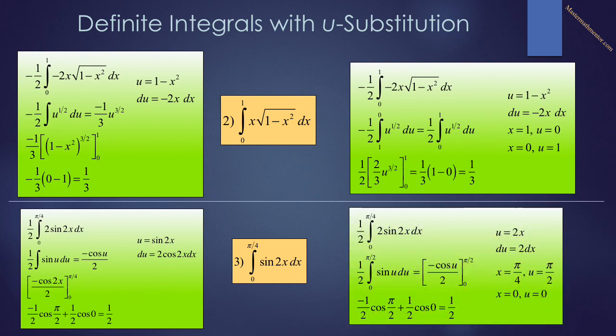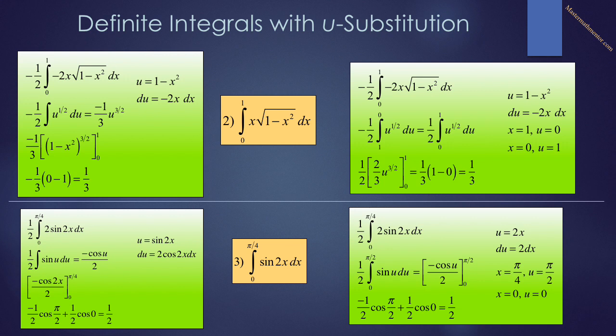Attacking the same problem by changing the limits, we start the same way. u equals 2x and du is equal to 2 dx. And our integral becomes 1/2 the integral between 0 and pi over 4 of 2 sine 2x dx. But let's change the limits. If x equals 0, u is equal to 0. If x is equal to pi over 4, u equals pi over 2. So this problem becomes 1/2 the integral between 0 and pi over 2 of sine of u du.